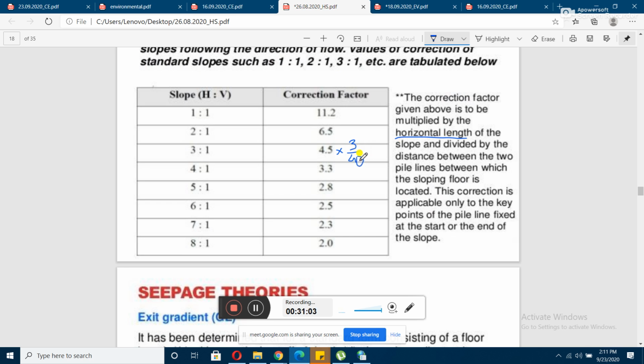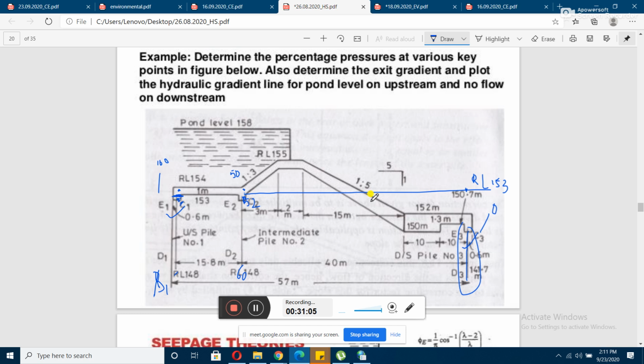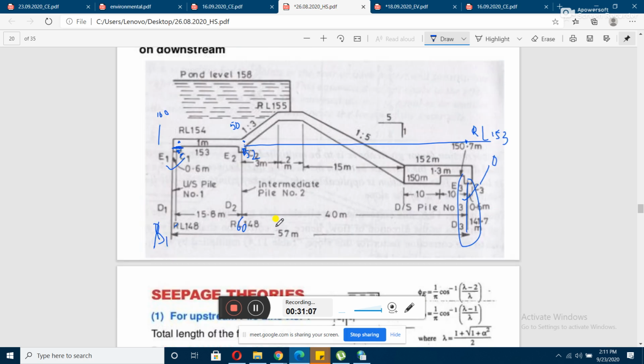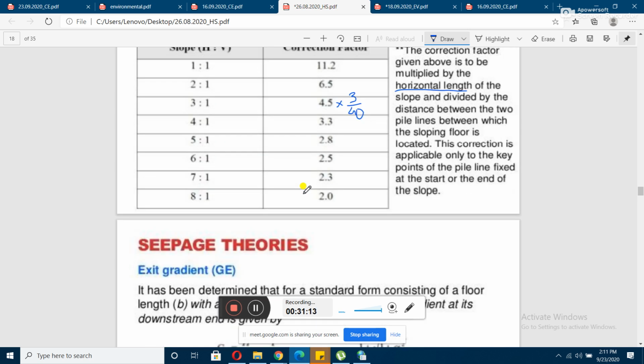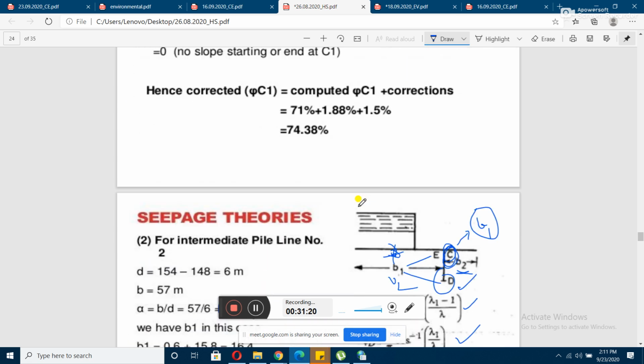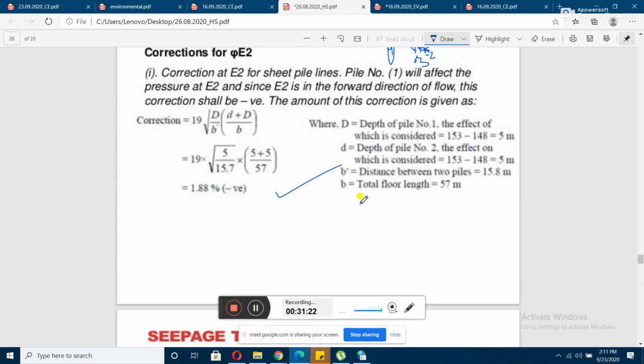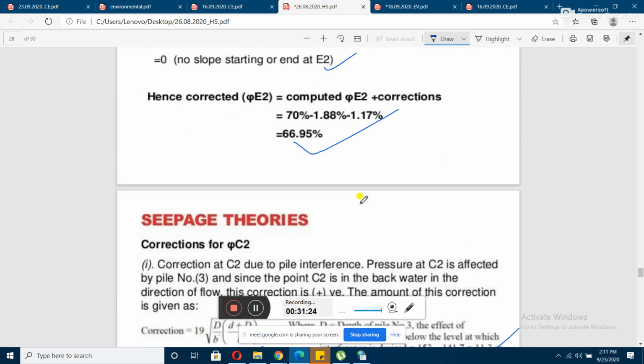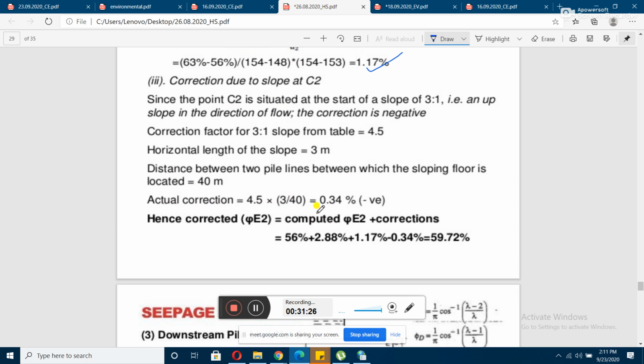Okay, so this will be the value of, you can see horizontal length is 3, right? You can already see that it is 3. So this is why this value is coming 3, horizontal length, and divided by 40 is the distance between the piles. This has only been carried out. You can see that from this part, what is the value? 4.5 into 3 divided by 40. So this one will be negative correction.